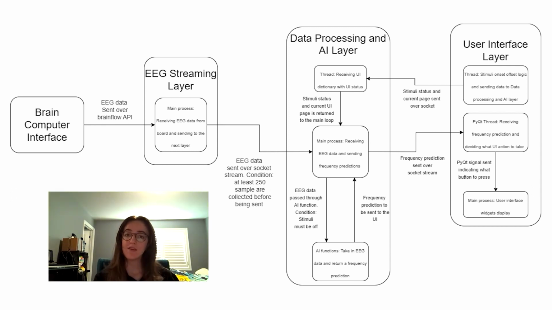The third and final layer of our system is the user interface layer. There are 2 spots where data is transferred in the UI. The first is the onset-offset control thread. Whenever there is a change to the status of the stimuli, a dictionary is sent to the data processing and AI layer over sockets. Whether the stimuli is on or off is sent along with what page the UI is currently on. The second spot where data is transferred is a frequency prediction value sent to the UI layer from the data processing and AI layer. This frequency in the context of the page is used to decide what button the user was looking at and what action the UI should take.